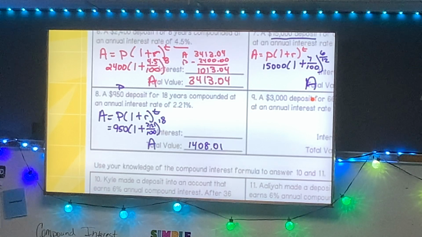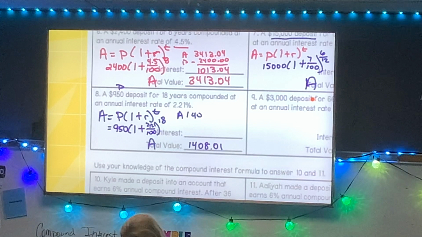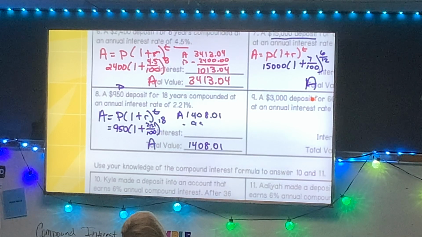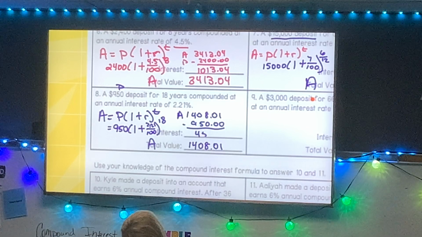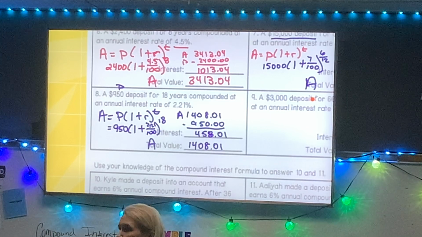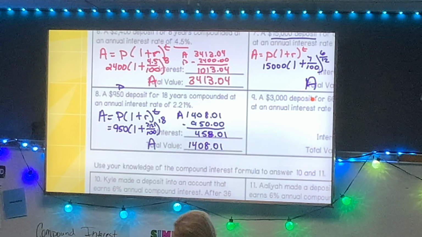Okay? Now, how much did I start with? $950. So I take my amount in my account and I subtract $950. And you are correct, that's $458.01. You try number 9.